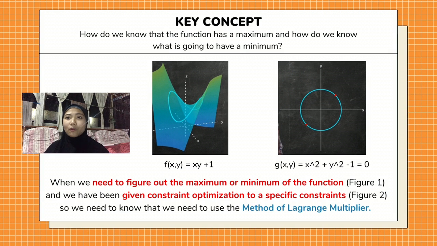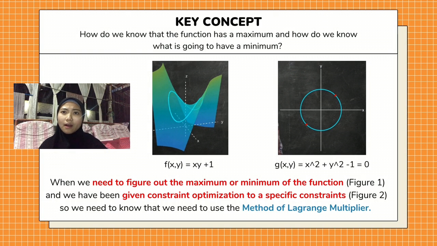One of the most powerful applications of calculus is optimizing. Indeed, if we are given some function, how do we know that the function has a maximum, and how do we know what is going to have a minimum? So here we are going to optimize a special type, to find a maximum and minimum but with constraints and restrictions. For instance, we get a graph of a function from Figure 1, and we get a constraint from Figure 2.